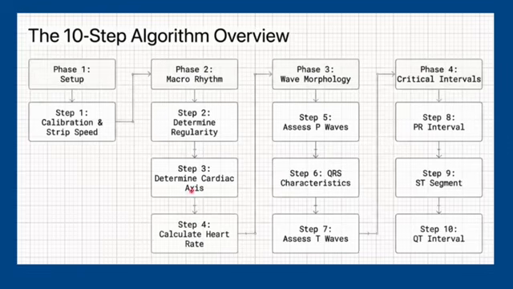Determine the cardiac axis. Calculate the heart rate. And then go to look at the wave morphology. Assess the P wave. Look at the QRS characteristics and assess the T wave. And finally, look at the intervals and segments. So look at the PR interval, ST segment, and the QT interval. If you cover all the points, you will be able to make a good comment on the ECG and to pick any abnormality.